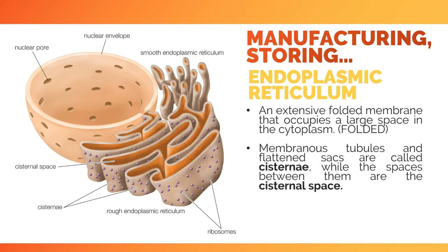Next one is for manufacturing, storing, and other functions. We have here the endoplasmic reticulum. The endoplasmic reticulum or the ER is an extensive folded membrane that occupies a large space in the cytoplasm. Membranous tubules and flattened sacs of the ER are called cisternae, while the spaces between them are the cisternal space.